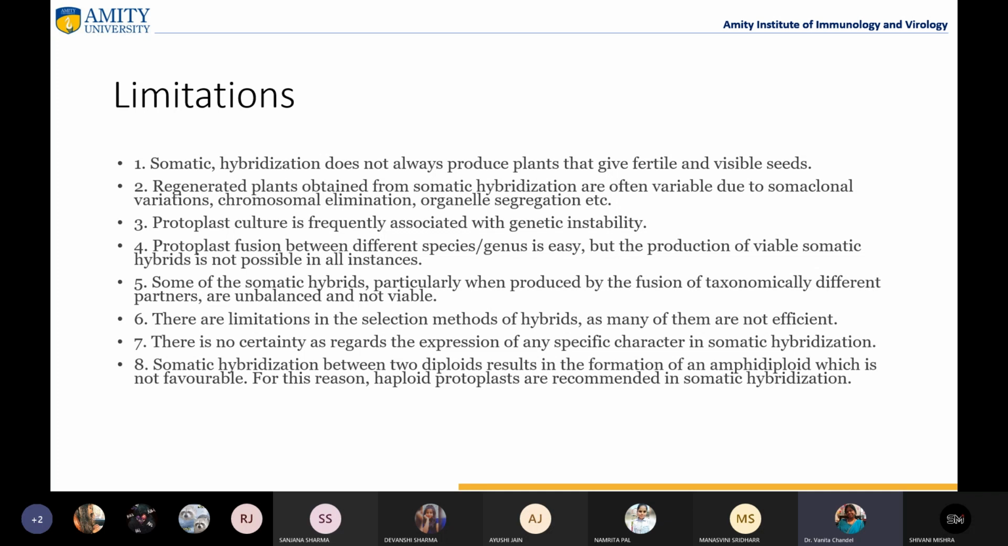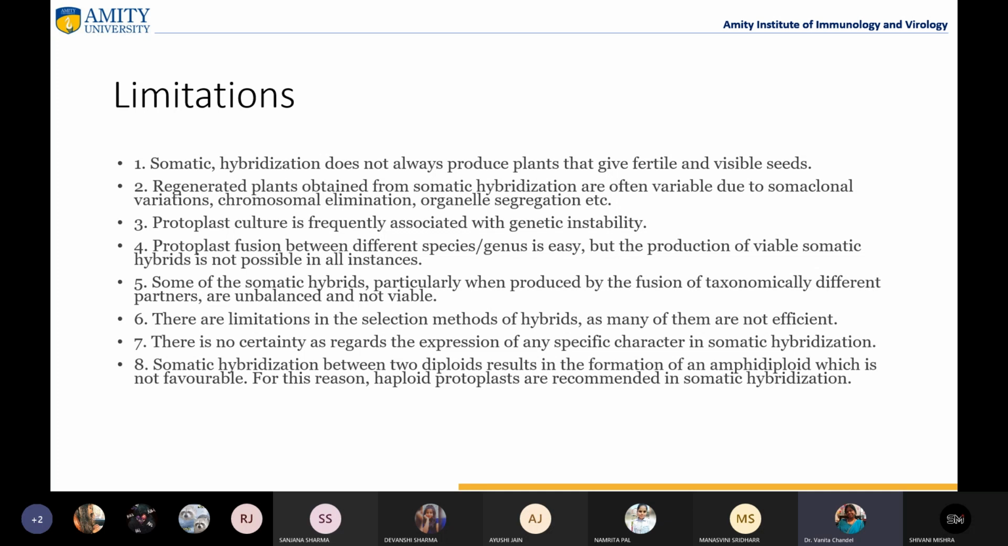So at the end, we'll need to follow all the guidelines and all the steps to see in the hybrids whether the desired characters are being introduced or not. So there's not 100% surety that the characters are going to be in the desired plants or hybrids that we have selected. Right. So these are some of the drawbacks of somatic hybridization.